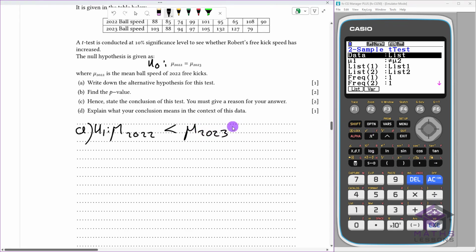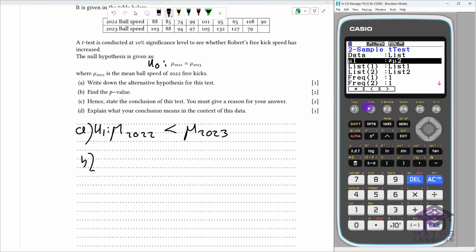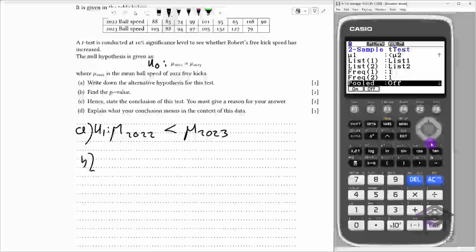All right. We want to find our p-value. So let's go down and just change your hypothesis to that. And then just go down and check my list 1, list 2s are correct.